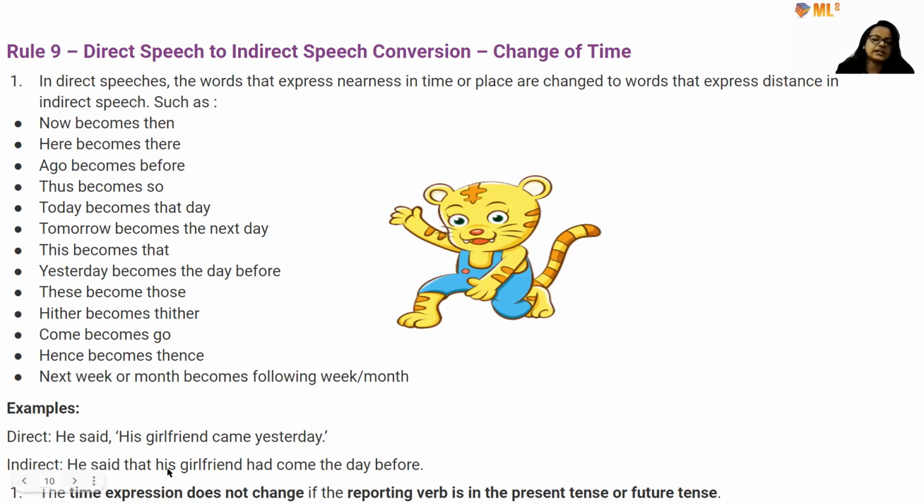Now, he said, his girlfriend came yesterday. He said that his girlfriend had come the day before. The time expression does not change if the reporting verb is in the present tense or future tense.